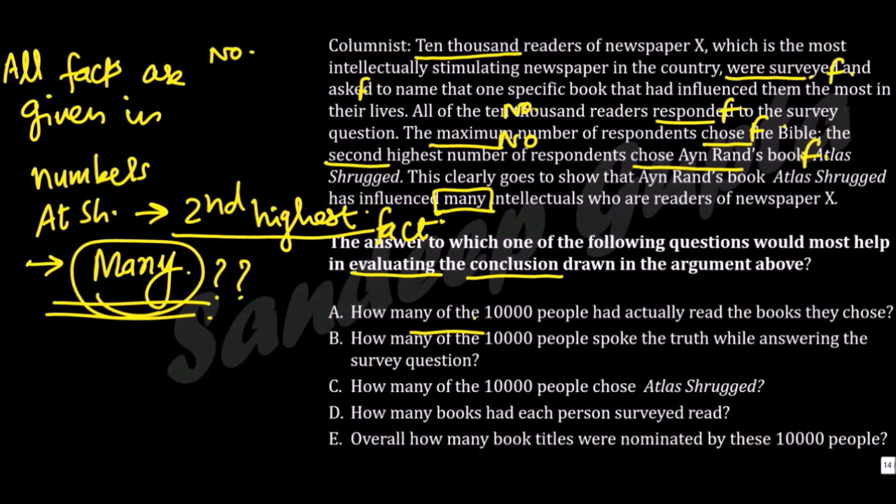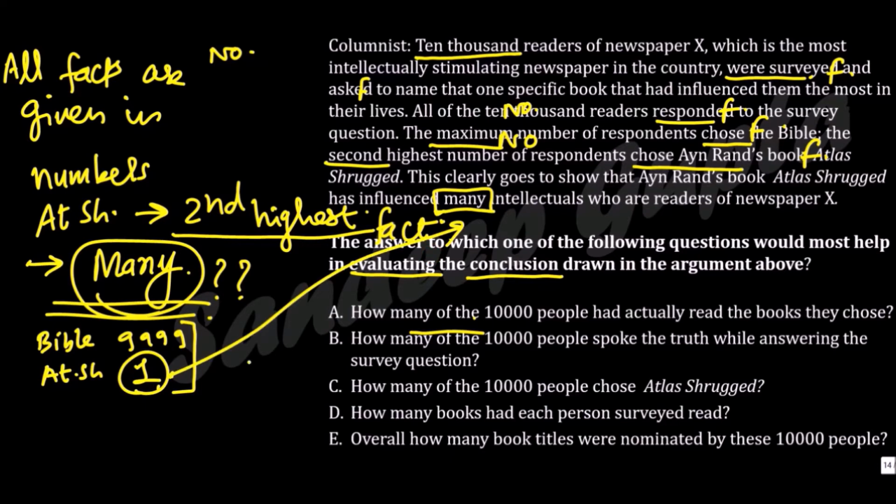Now let's take a few scenarios. Suppose the Bible was chosen by 9,999 people and Atlas Shrugged was chosen by one person only. In this case also, it is the second highest, but can one be considered many people? One is definitely not many. So this is definitely questioning the author. But if the Bible was chosen by 5,001 people and Atlas Shrugged was chosen by, let's say, 4,999 people, now this number is definitely a large number out of 10,000. So this can surely be called many.